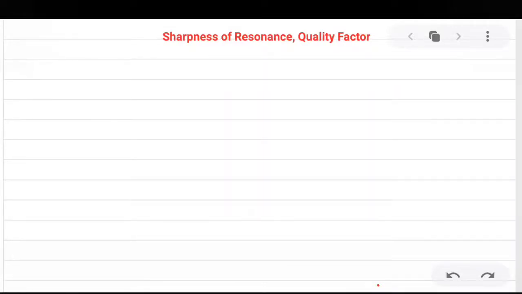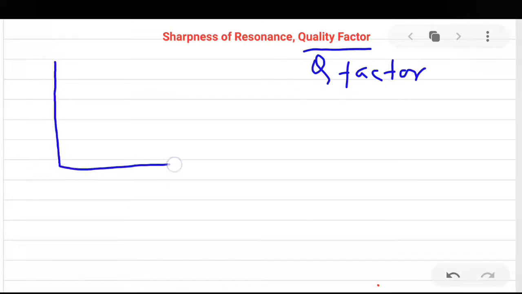Now in today's video we are going to learn about sharpness of resonance, which is also called quality factor or Q factor. So we will try to understand what is the meaning of this quality factor, and what is the importance of sharpness of resonance.